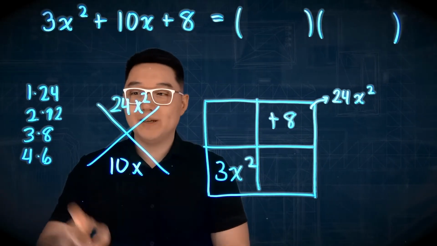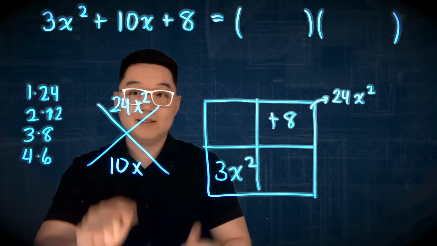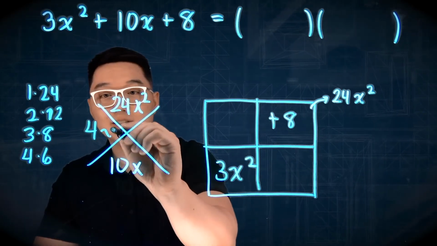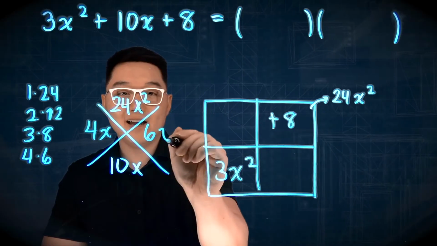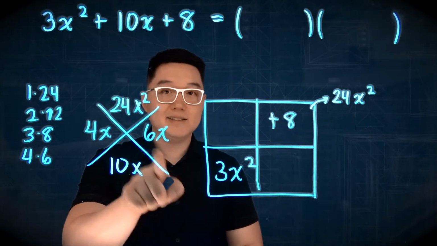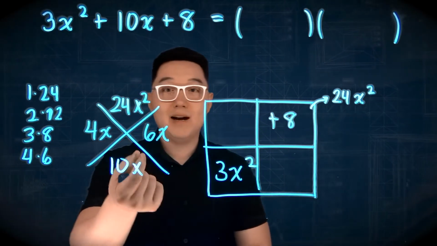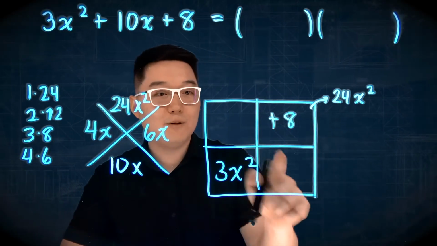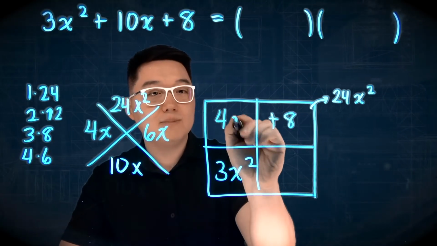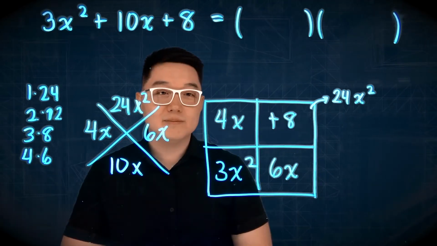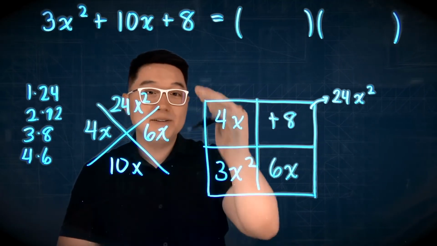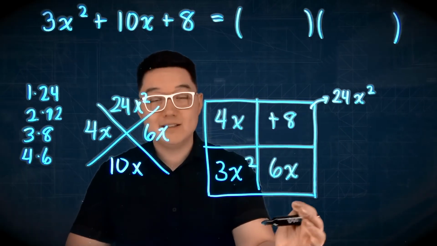In this example, we see that 4 plus 6 must be 10. So the solution to this diamond problem, or the cross game, is 4x and 6x. 4 times 6 gives us 24, but when you combine them, you get 10. Therefore, these two empty spots must be 4x and 6x. Okay, so now we're ready to figure out the length and the width of this generic rectangle.